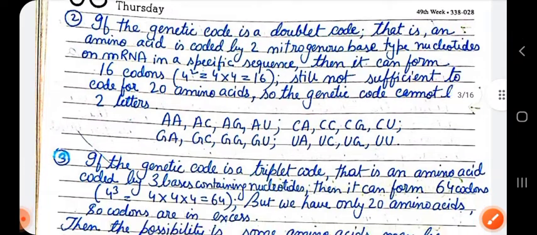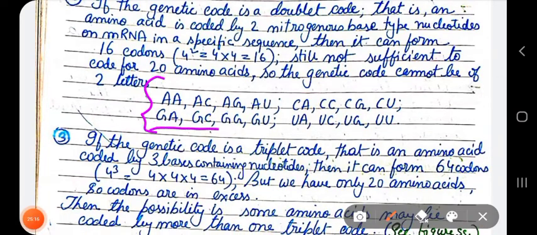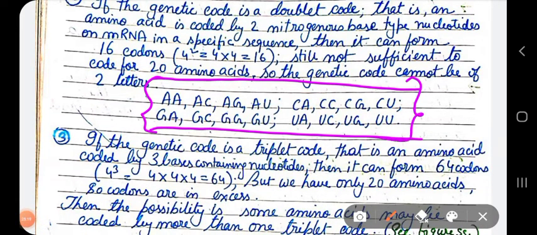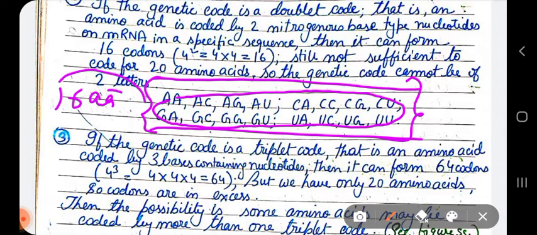Let us see that arrangement that I have drawn here. These are the combinations of the doublet code, two nucleotides that make one codon. Some scientists have proposed this actually, but only 16 combinations are possible, and these 16 combinations produce 16 amino acids, but there are 20 amino acids. Still it is not sufficient to code for the 20 amino acids, so the genetic code cannot be of two letters.